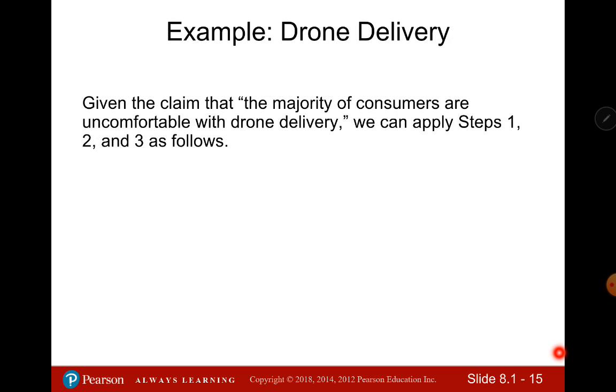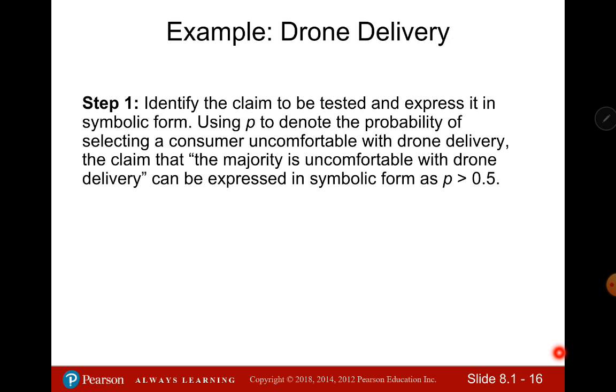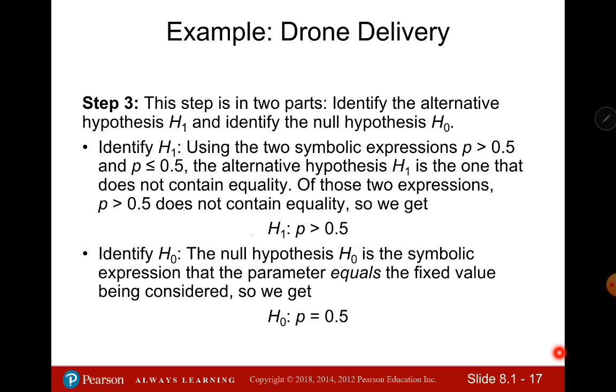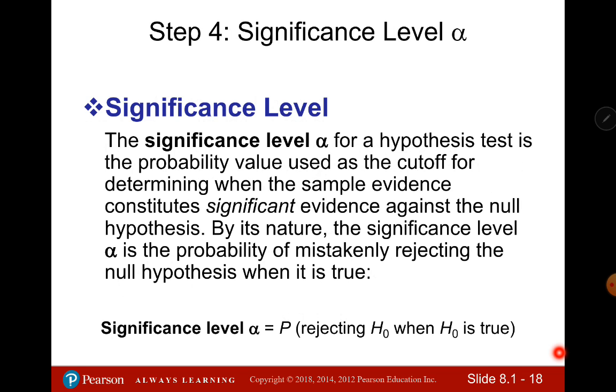So by steps 1, 2, 3, we know we have this symbolic form, and we will have this as our alternative, this as our null hypothesis. So next step, we will set the alpha level.